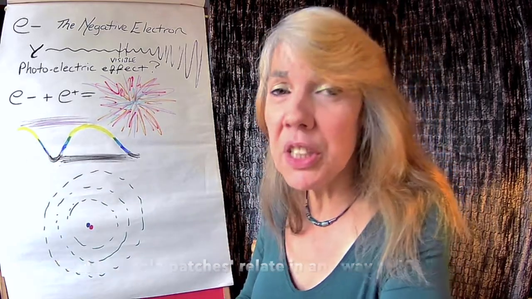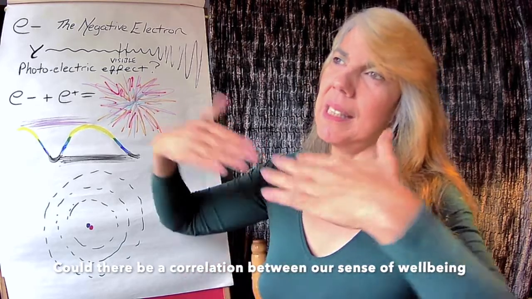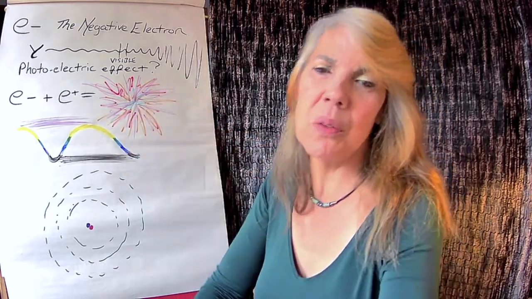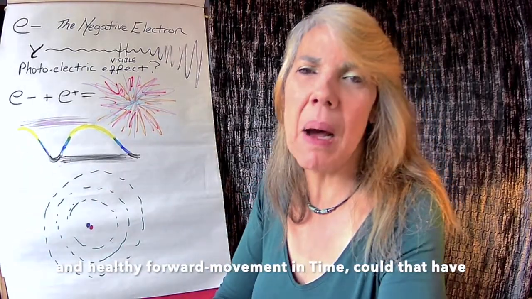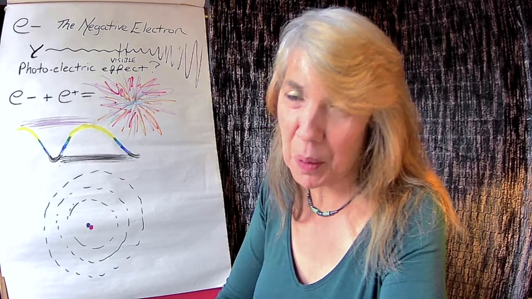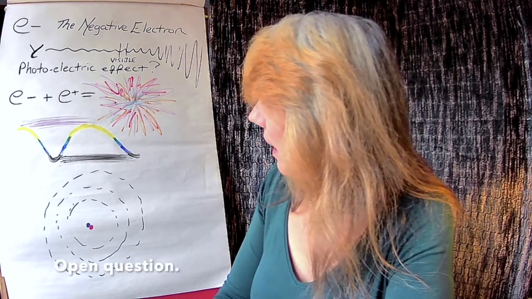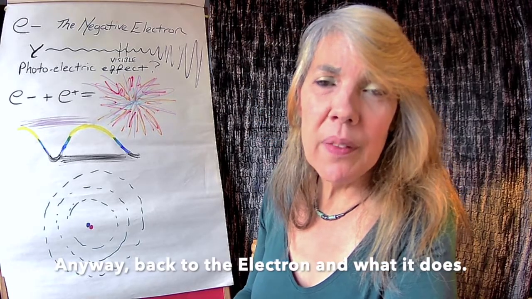Does that correspond to UV light? Could there be any correlation between our sense of goodness and well-being and healthy forward movement in time? Could that have anything to do with the UV spectrum at all? Open question. Anyway, let's go back to the electron and what the electron does.